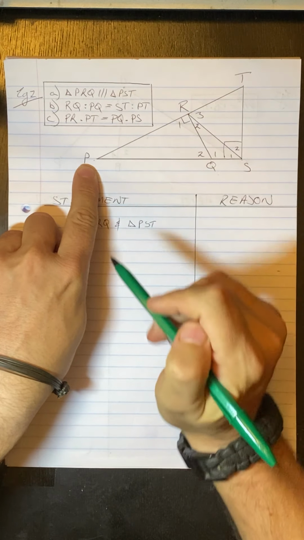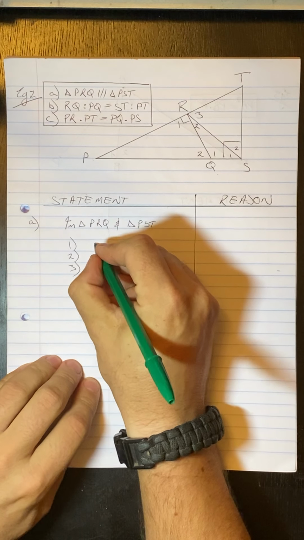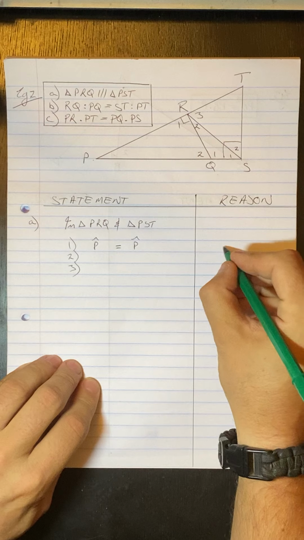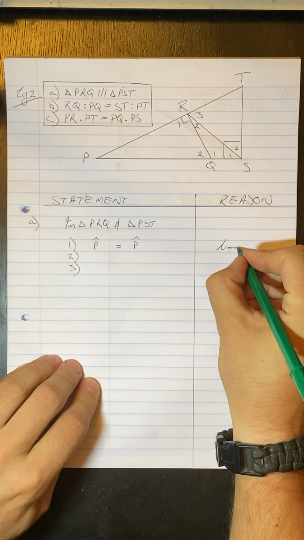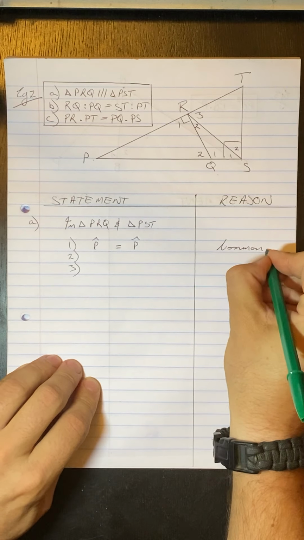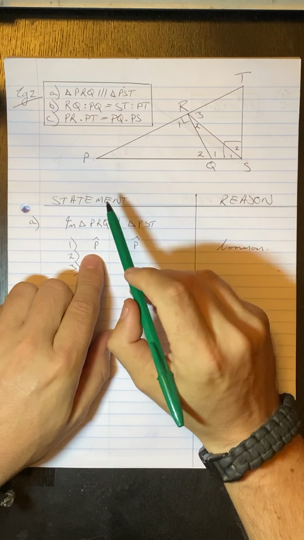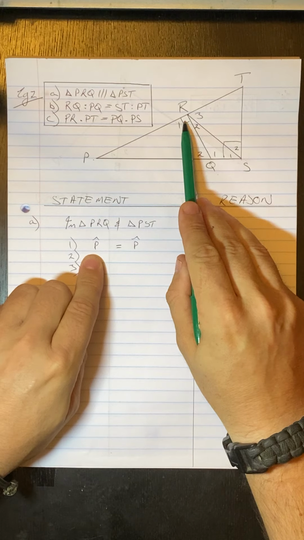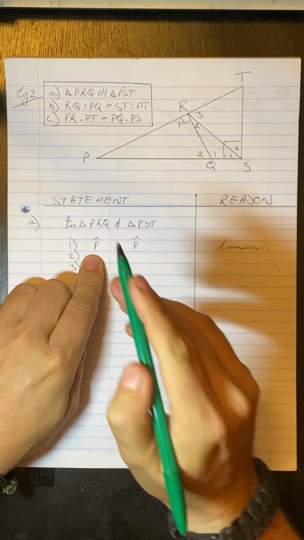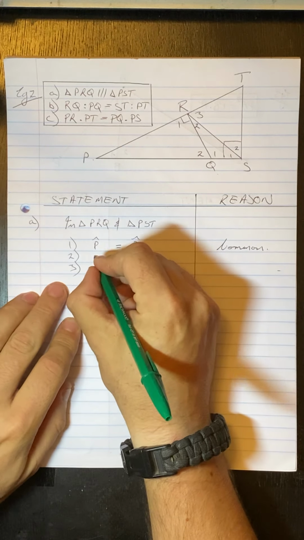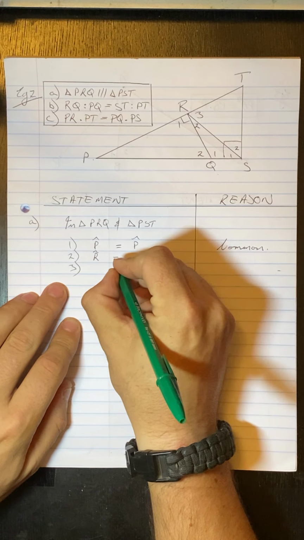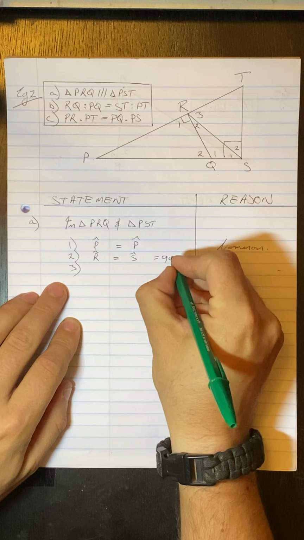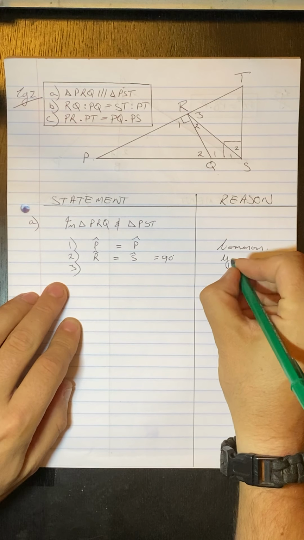So the first thing I'm going to see here is that we've got this PRQ and PST. This angle P is common with both the triangles. So I can say here angle P is equal to angle P, and my reason is common. Okay, the next thing I'm going to have a look at, this PRQ, the smaller one, that angle R is 90, and this angle S is 90. So we have that angle R is equal to angle S, and they're both equal to 90. And my reason for that, given.